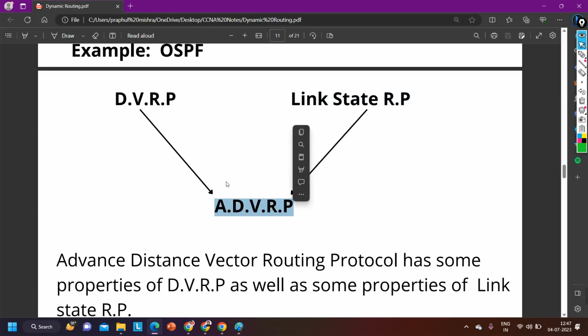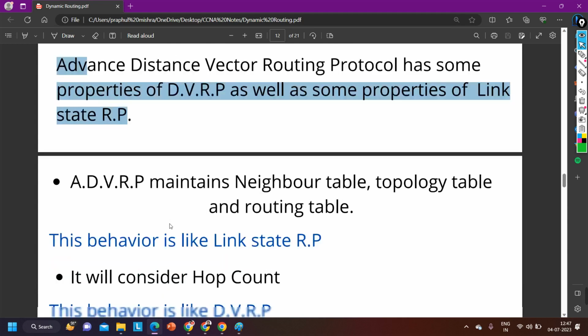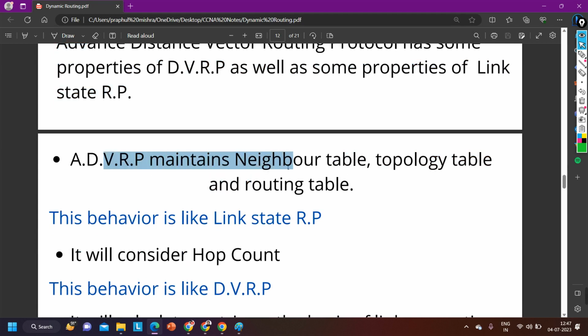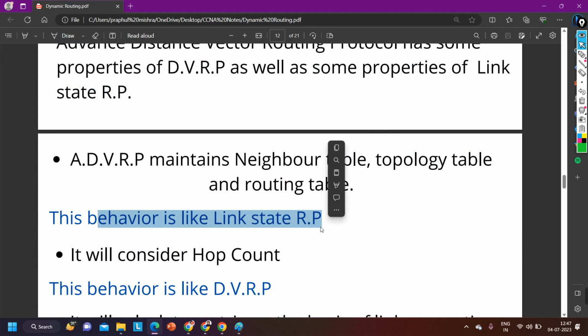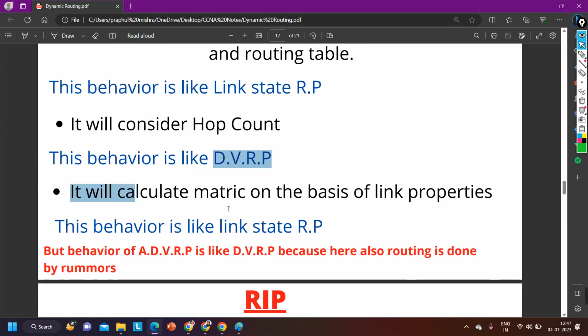So here you can see the advanced distance vector routing protocol is a combination. It has some properties of distance vector routing protocol as well as some properties of link state routing protocol. Advanced distance vector routing protocol also maintains 3 types of table. This is behavior of link state. Yes or no? Yes. It considers hop count. This is behavior of distance vector. It calculates metric on the basis of link properties. This is a property of link state. So you can see it is using properties of both.